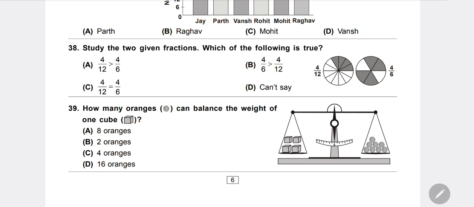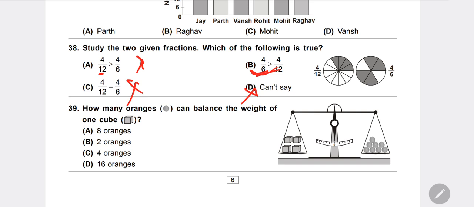Study the two given fractions. Which of the two following is true? So we have these all. Okay. So is 4 by 12 greater than 4 by 6? No, because the denominator of this one is greater. The greater denominator has a smaller value, so the first is wrong. 4 by 6 greater than 4 by 12? Yeah, it may be correct. Never equal. No. So this is our answer.